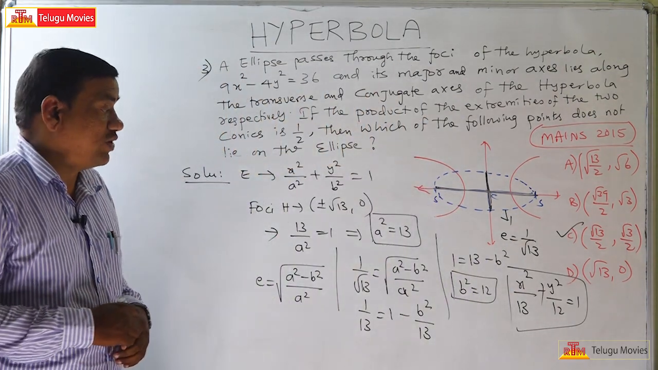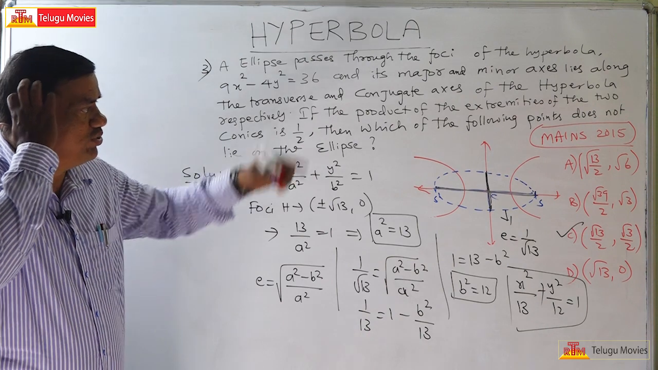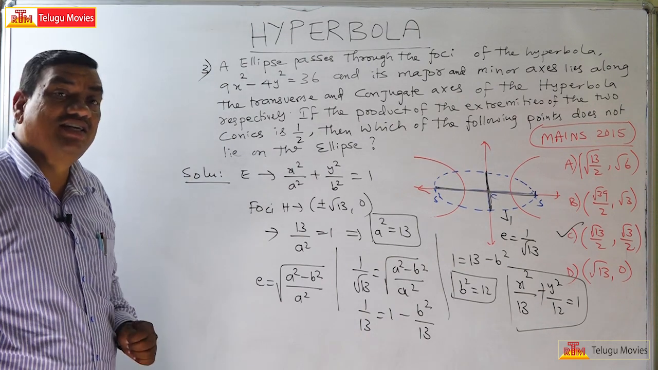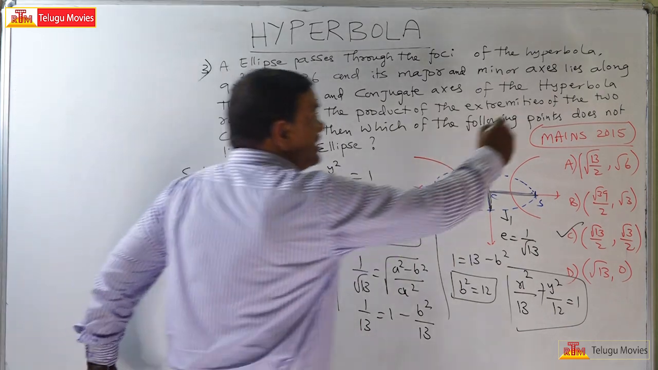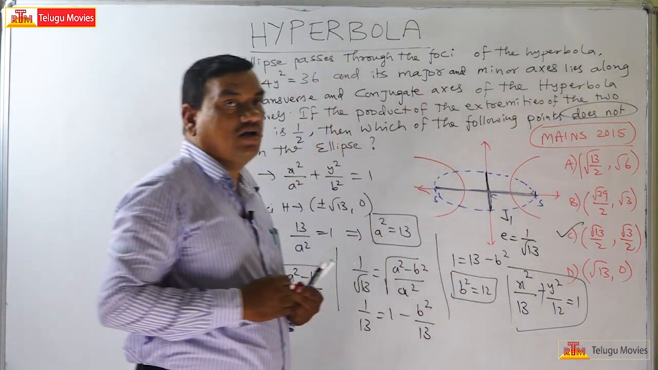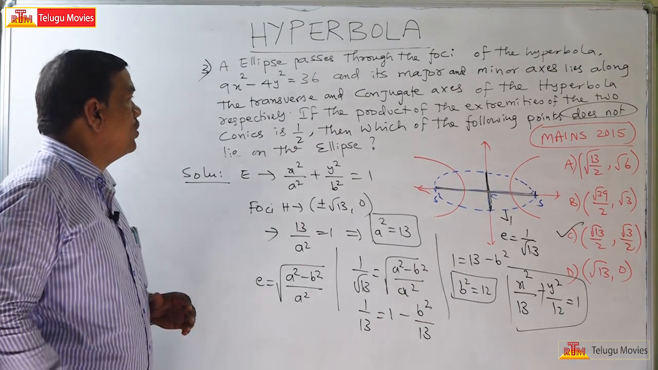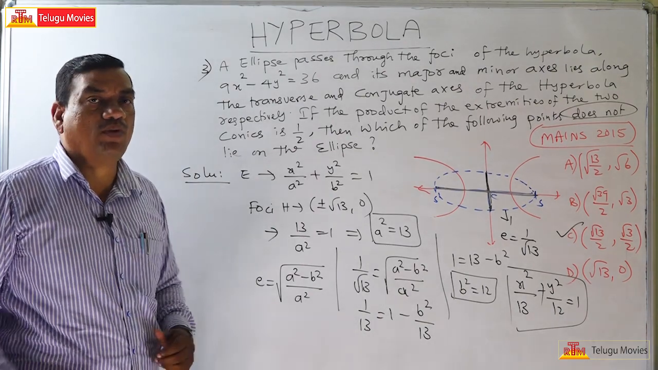Now, x square by a square plus y square by b square, you substitute each and every point, and option C does not satisfy the equation. That is the one asked for, the one which does not satisfy. Okay, I hope that you understand this solution. So let us go for the next problem.